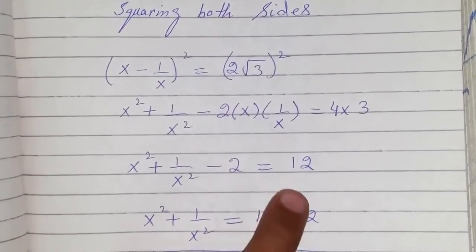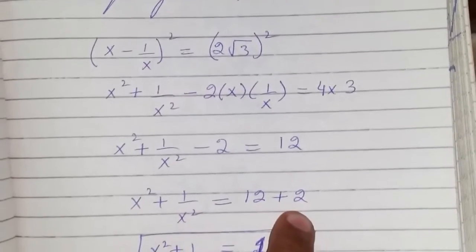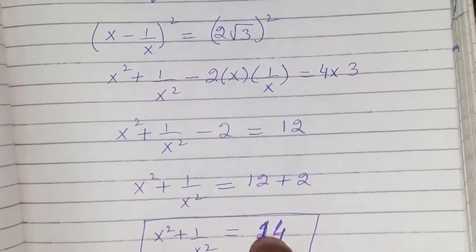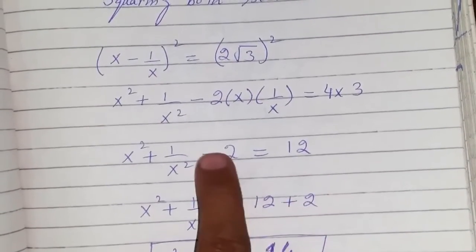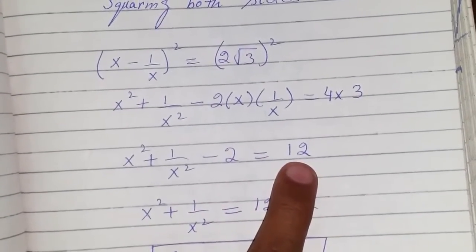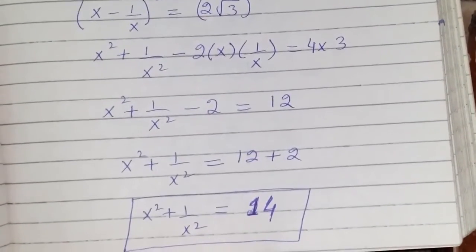this minus 2 goes to the other side and changes its sign to plus 2. And 12 plus 2 is 14. Alternatively, you can say that I have added plus 2 on both sides. This minus 2 and plus 2 cancel out and I get 12 plus 2, 14. That is my answer to the question.